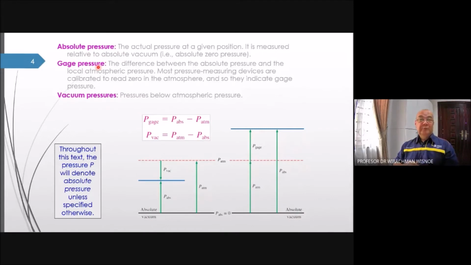Now vacuum, suppose the pressure inside a bottle, not a ball, because ball is not rigid. A bottle, inside a bottle, the pressure is, for example, half bar, 0.5 bar. Outside, for example, is 1 bar. So it means the pressure inside the bottle is smaller than outside. The difference is negative 0.5. So that negative 0.5, we call it vacuum.